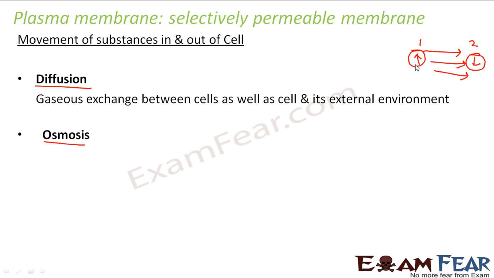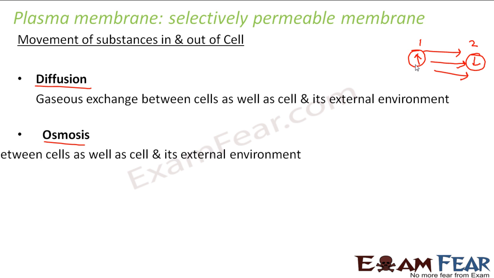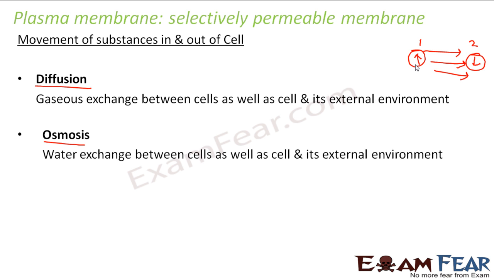So for gaseous exchange between cells, let us suppose there are two cells with different concentrations of gases, the gas will move from the cell with higher concentration towards the cell with lower concentration. Or if it is between the cell and its external environment, there also it will follow the same rule. It will move from higher concentration towards lower concentration. And what is osmosis? It is water exchange between cells as well as between a cell and its external environment. So the process remains the same, just that for gaseous exchange we use the term diffusion and for water exchange we use the term osmosis.